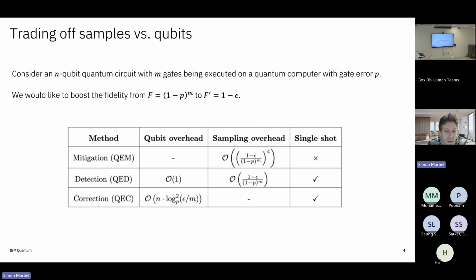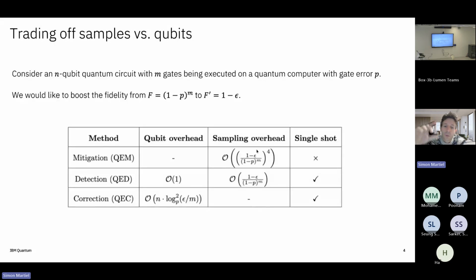In the regime of quantum error mitigation, what the theory tells us is that you can do everything without adding any qubit. You can just run the same circuit many times, and the sampling overhead will scale roughly as this quantity here. At the bottom of this fraction, you can recognize the original fidelity, and at the top of the fraction, you can see the target fidelity.